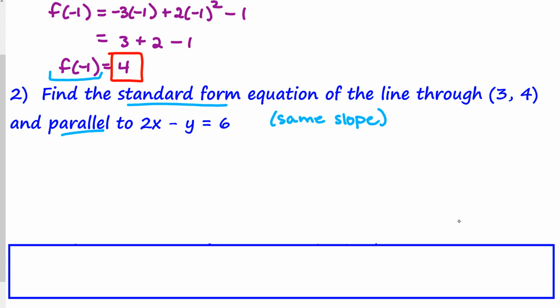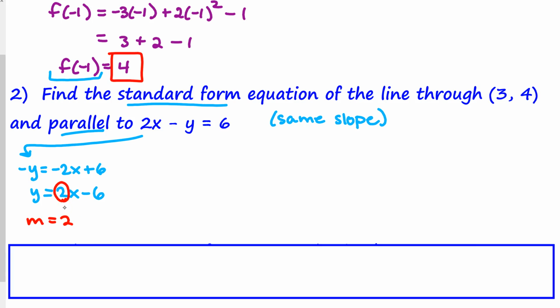Let's change it to slope-intercept form. So we need to isolate y. So let's take this equation and subtract 2x from both sides, and now we have the opposite of y equals -2x plus 6, and divide both sides by -1, and we have y equals 2x minus 6. And so now we can see that the slope is 2. Okay, so going back to the problem, we want to find the equation of a line that has a slope of 2 and goes through the point 3, 4. Well, this would be a great opportunity to use point-slope form. y minus y1 equals m times x minus x1.